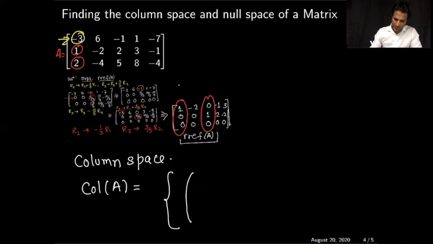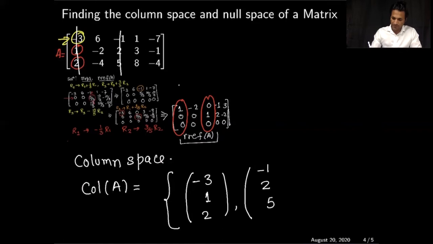column space. These are the special columns: -3, 1 and 2. And column 3 of the matrix, this is column 3: -1, 2 and 5. So these are the two vectors which will generate the whole column space. It means all the linear combinations of these two vectors will be a column space.